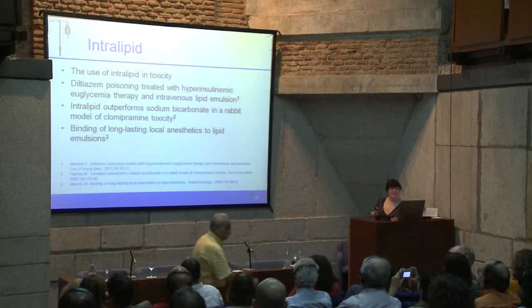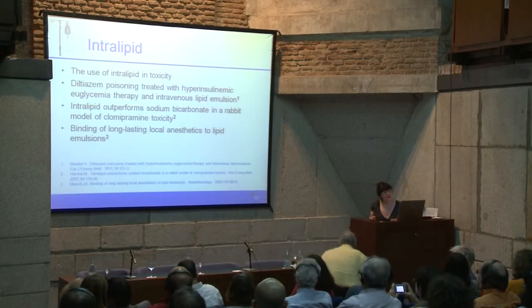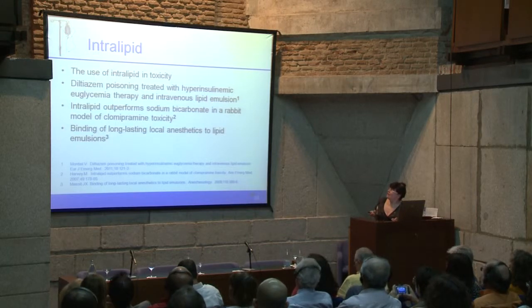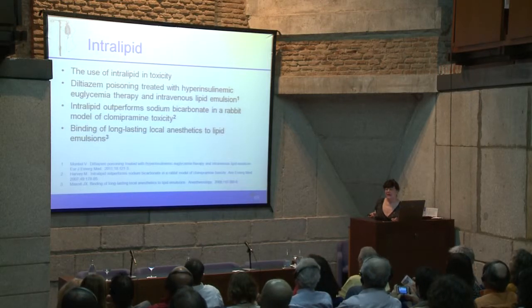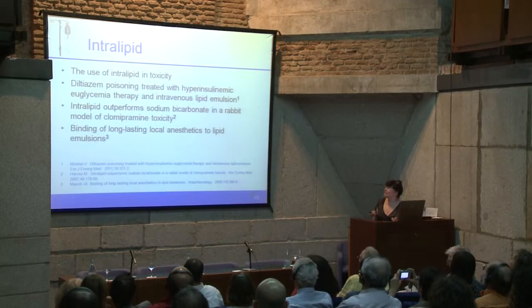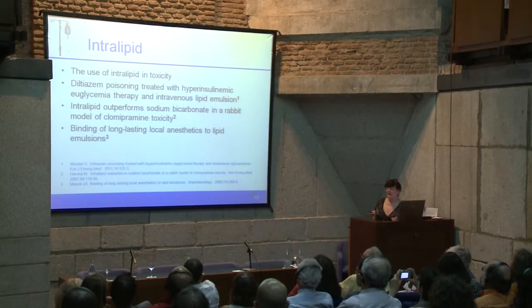Now, just in the last few minutes, I've got two or three minutes. Intralipid. Intralipid we use in toxicity. It will act as a sump. It absorbs the pollutants that are in the body. If it's going through quite fast, it's our experience, Danny's experience in particular, that it will clear pollutants from the body. And so we use that.